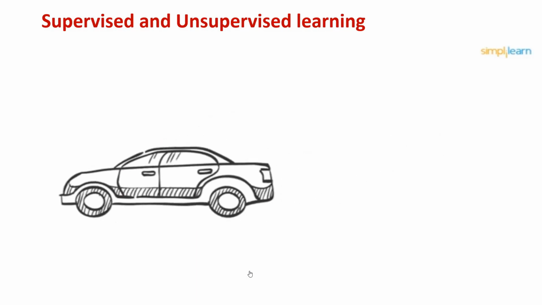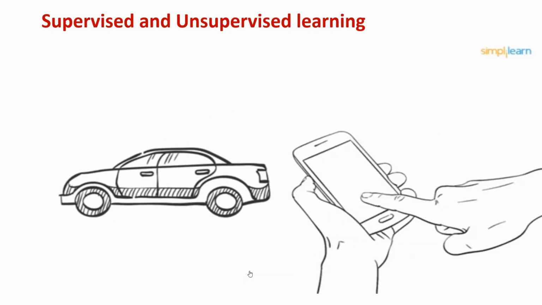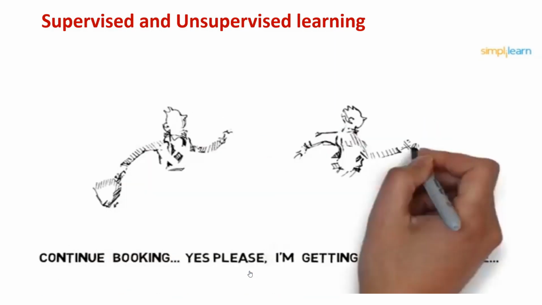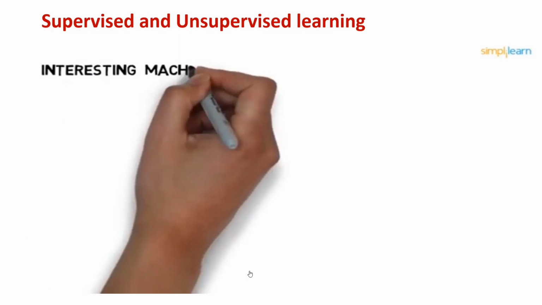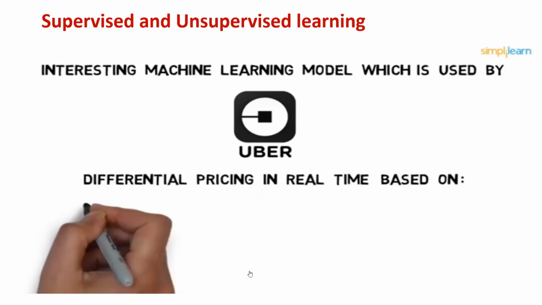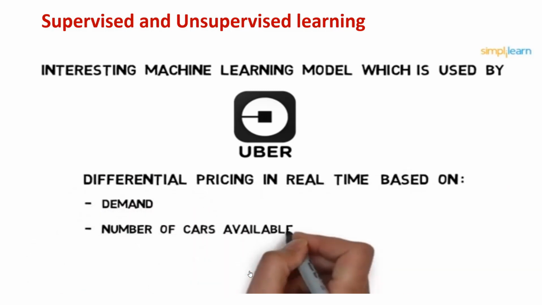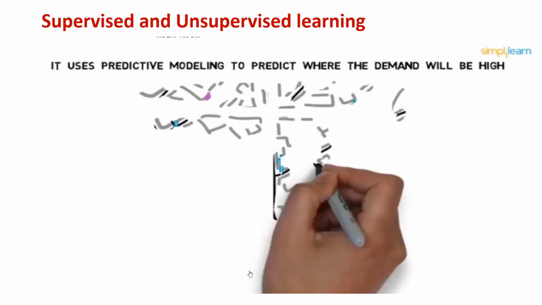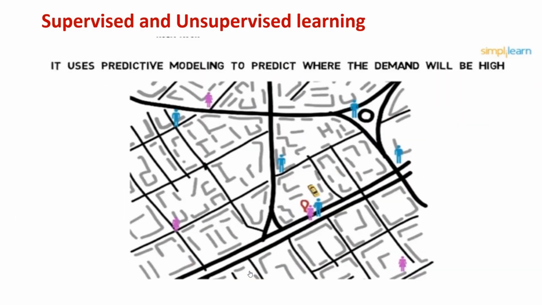While booking a cab, you must have encountered surge pricing often, where it says the fare of your trip has been updated. Continue booking? Yes, please. I'm getting late for office. Well, that's an interesting machine learning model which is used by global taxi giant Uber and others, where they have differential pricing in real time based on demand, the number of cars available, bad weather, rush hour, etc. So they use the surge pricing model to ensure that those who need a cab can get one. Also, it uses predictive modeling to predict where the demand will be high, with the goal that drivers can take care of the demand and surge pricing can be minimized.